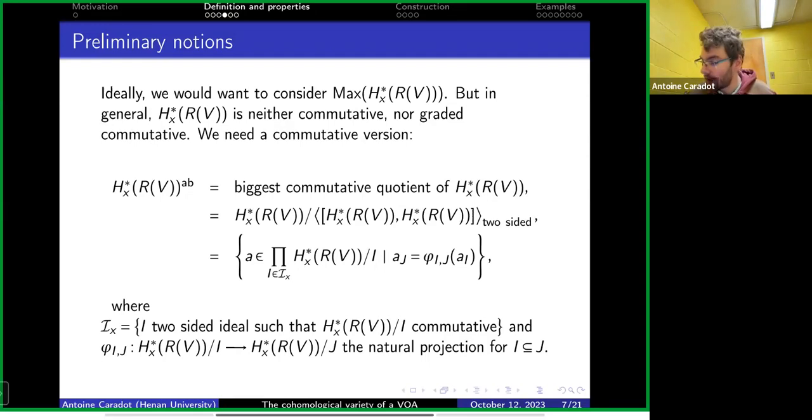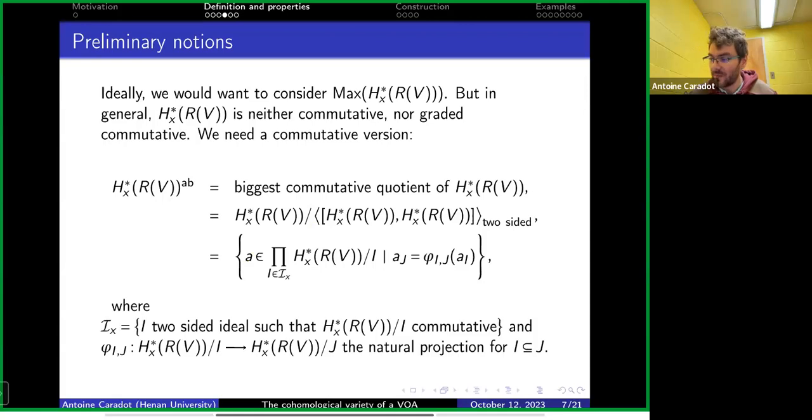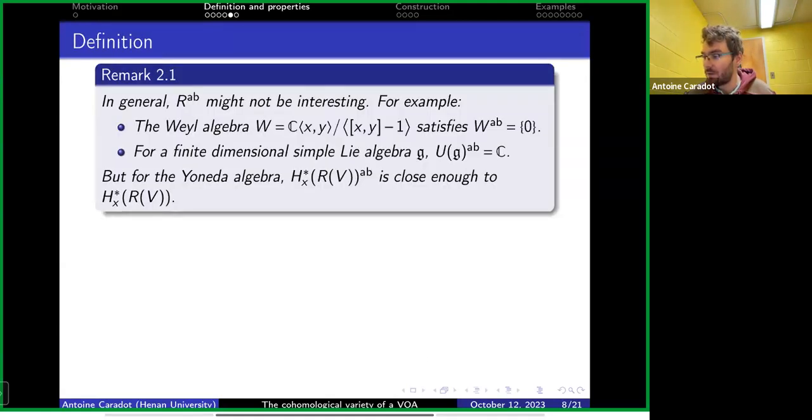And for two ideals I and j inside Ix, you have maps phi ij from the quotient that sends the big quotient to the smaller quotient. And this Ix and those maps will define an inverse system, so you can take the inverse limit. So this is the inverse limit description. The interesting aspect of this inverse limit characterization we will come to in the next proposition.